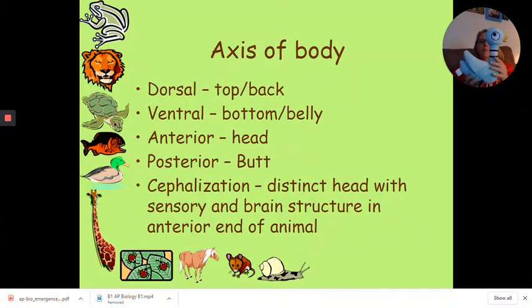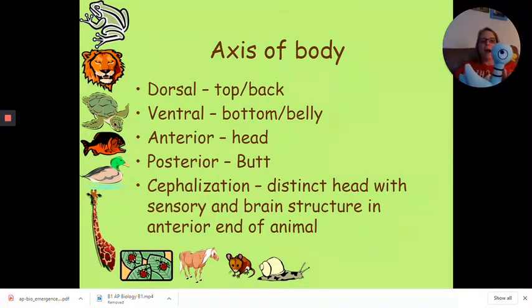Now, with a two-legged animal, like a human, anterior and ventral, head and front, are now the same. Ventral and anterior are the same. Dorsal and posterior are the same. Sorry for my misspeak. The last term for this is going to be cephalization.